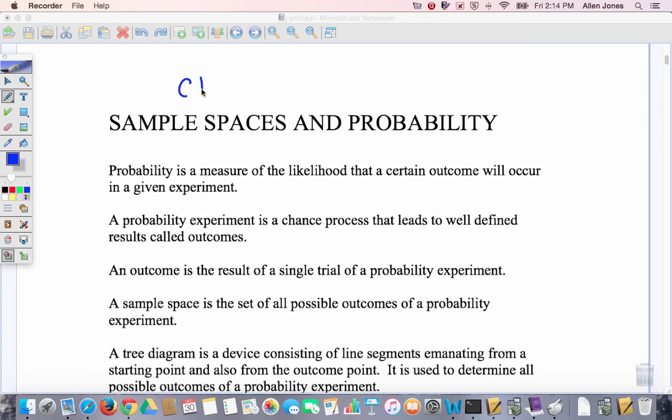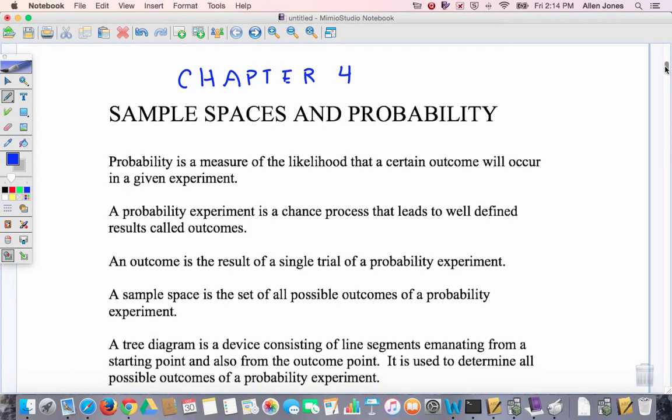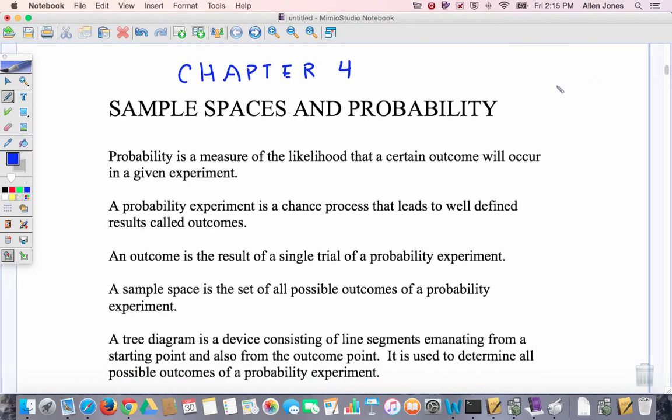Chapter 4 is going to be the start of our look at probability. You can see here the title of this chapter, our first section, is Sample Spaces and Probability. As we get started here today, we're going to look through some definitions and terminology and what I would term to be simple probability or single event probability, and we'll move forward from there.